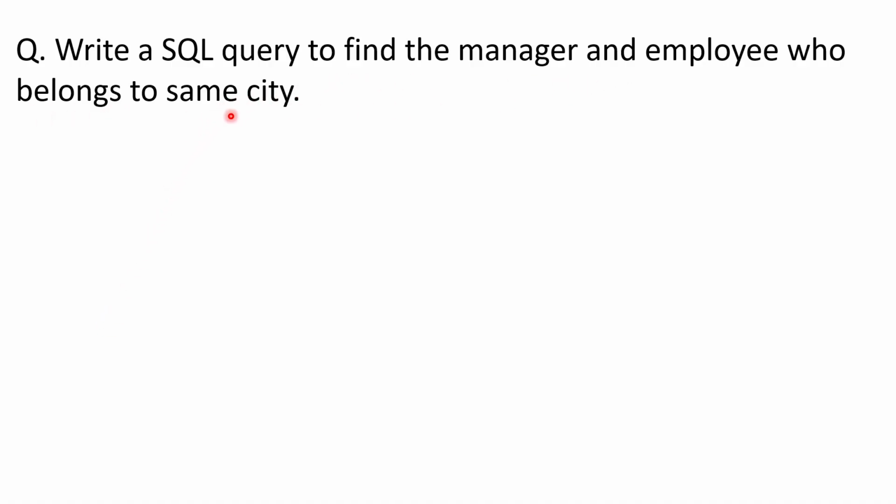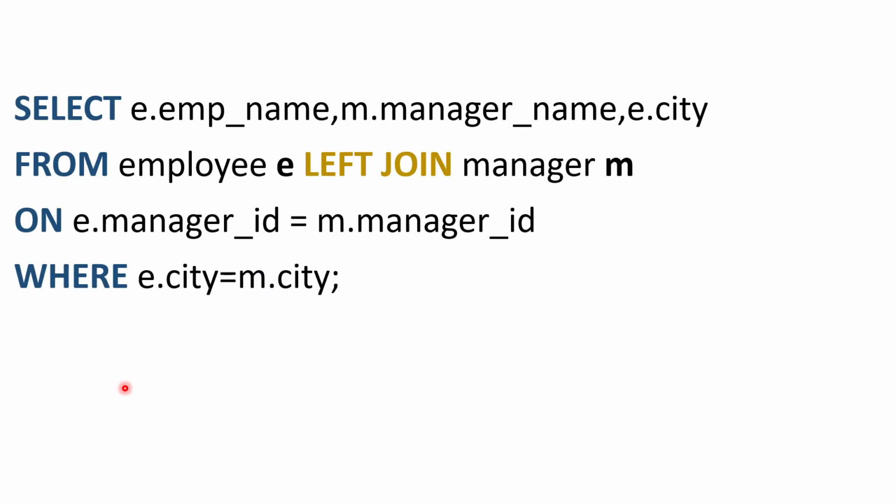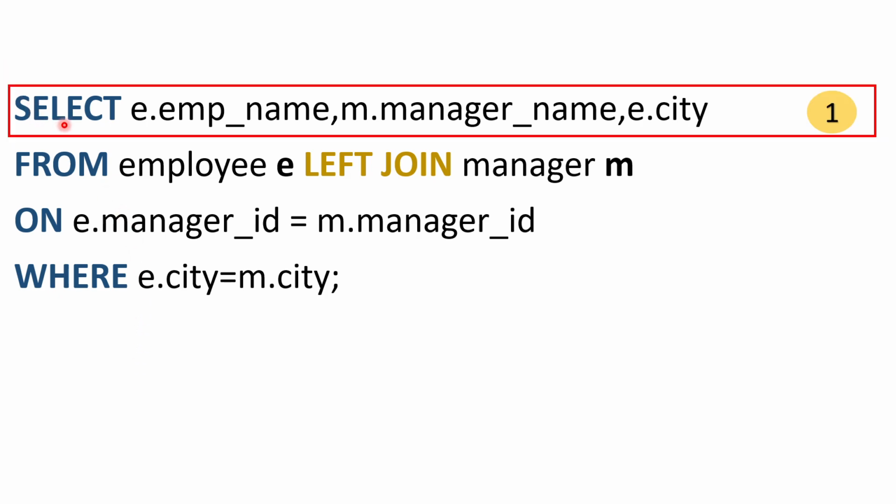So in this query, we have to fetch 3 columns, that is manager name, employee name and city. So for this query, we will have to use employee and manager table. And here the condition is that the employee and his manager must belong to the same city. So let's apply our 3-step formula. So first we will write the 3-column name with the select statement, that is select E dot employee name, comma M dot manager name, comma E dot city.